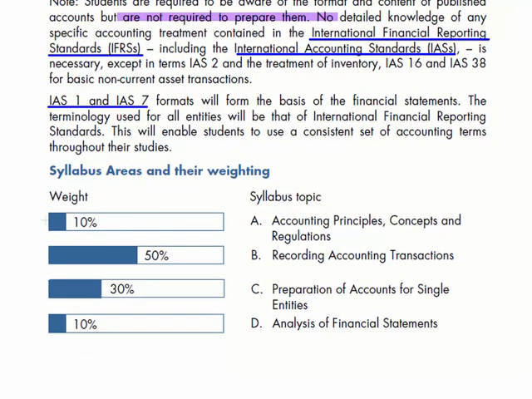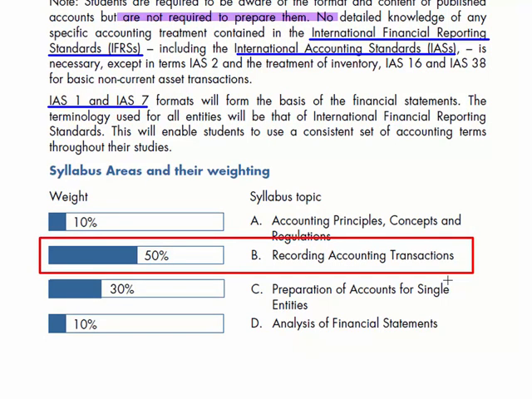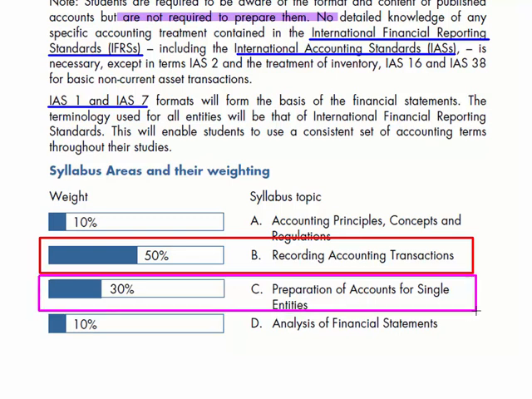So just to give you an idea of the weighting of the information, we've got the majority of the exam which is going to be focused on recording accounting transactions, which is why, guys, when we talk to you about needing to know how to debit and credit, as you'll see later, we do stress the importance of that quite a lot, because as you can see, it will make up 50%. The next biggest area is going to be our preparation of our single entities. Okay, so how do we develop the accounts? How do we bring the information together?